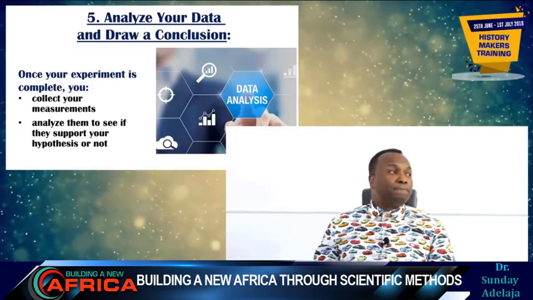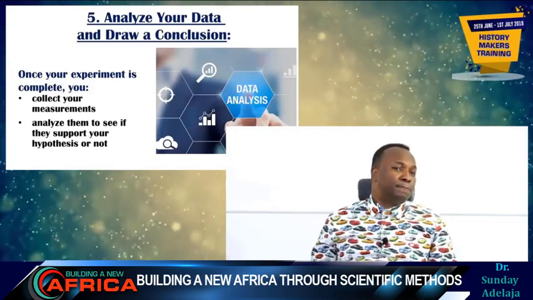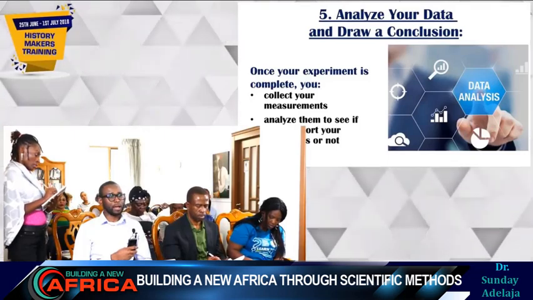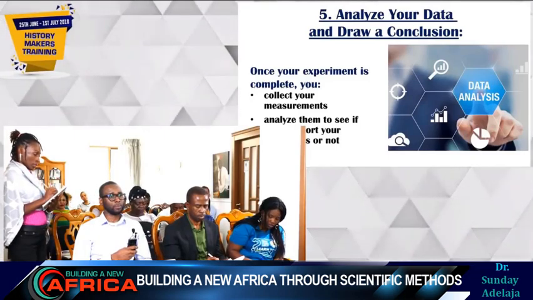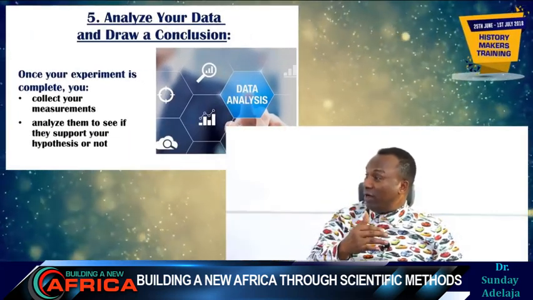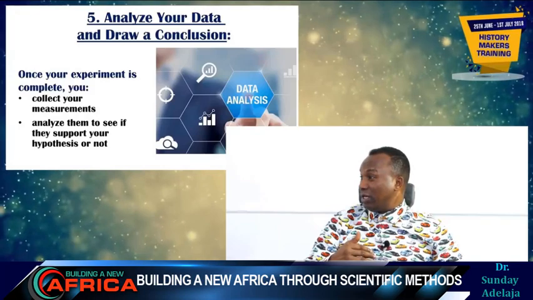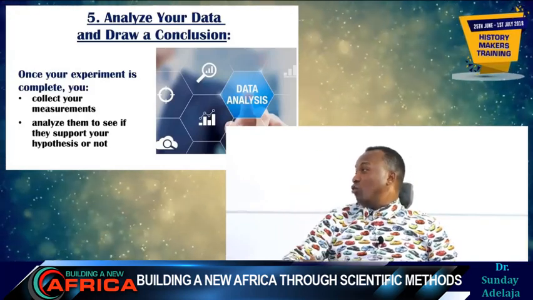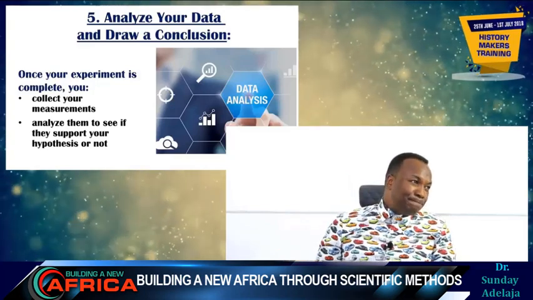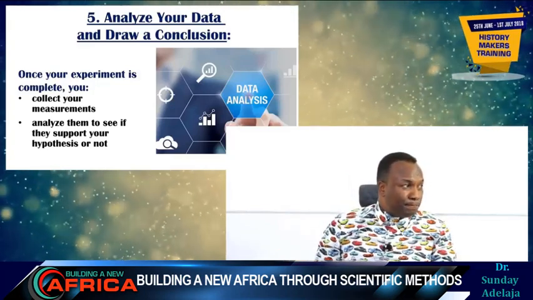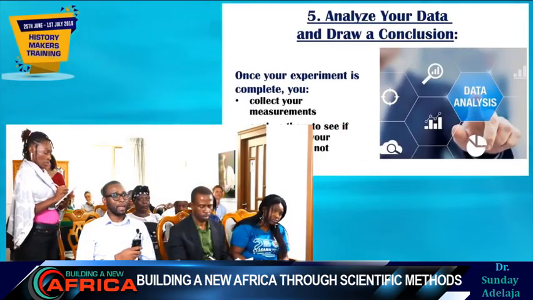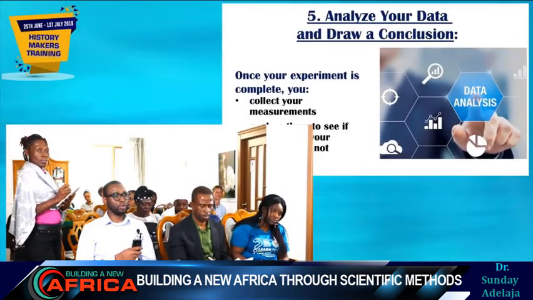So, number 5 of the scientific method. Step number 5: analyze your data and draw a conclusion. Let's say it's not working. You must analyze what you have done so far and why it is not working. Even if it is working, what did you do right that made it work? Once your experiment is complete, you collect your measurements and analyze them to see if they support your hypothesis or not.